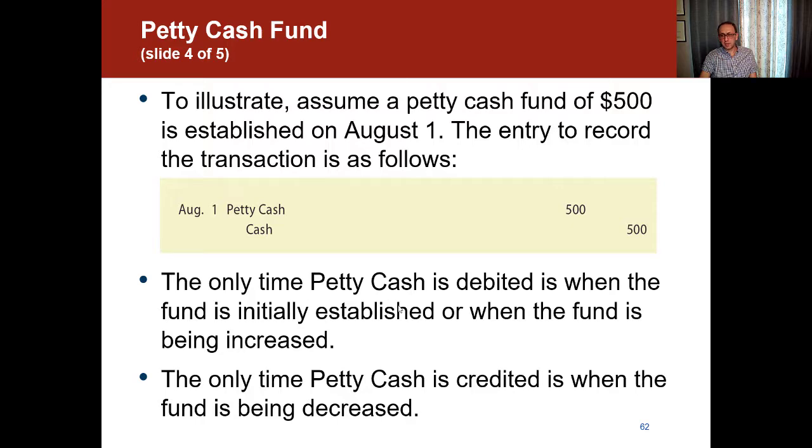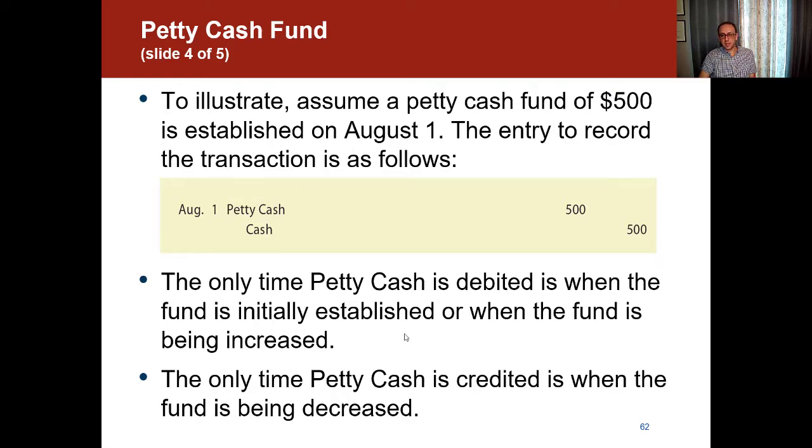The only time petty cash is debited is when the fund is initially established or when the fund is being increased. When we replenish the petty cash, we don't use the petty cash account anymore. We use the cash account. But the first time we're establishing it, we debit petty cash. The only time petty cash is credited is when the fund is being decreased.